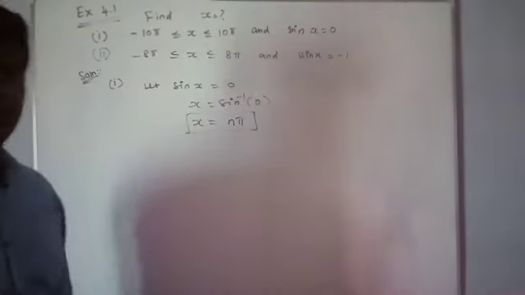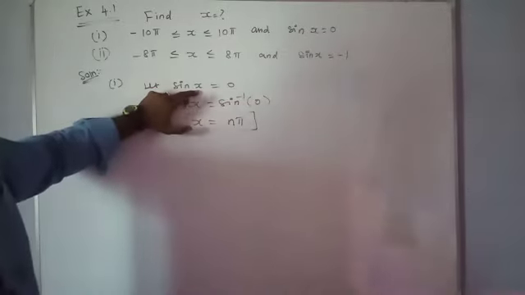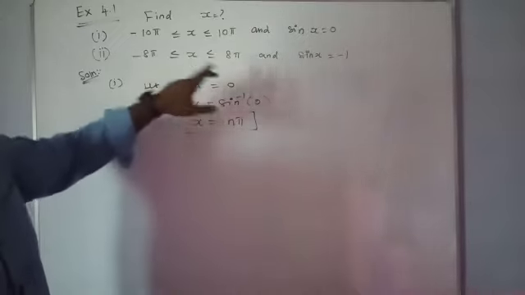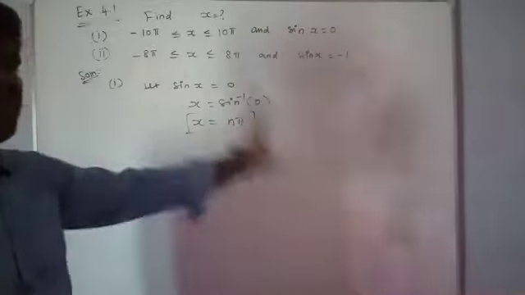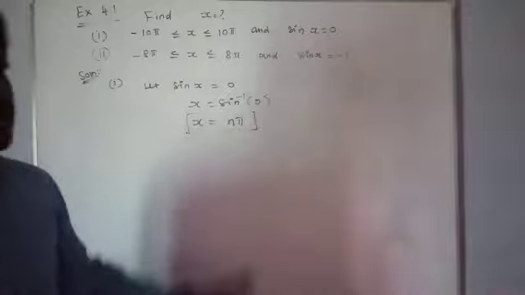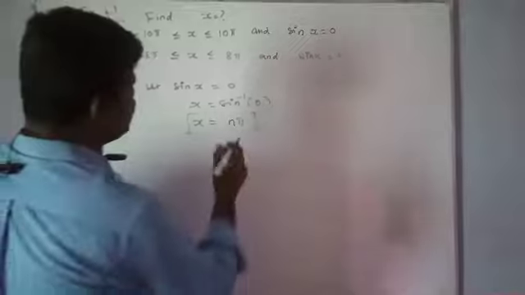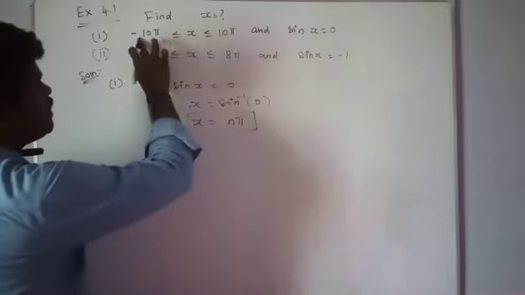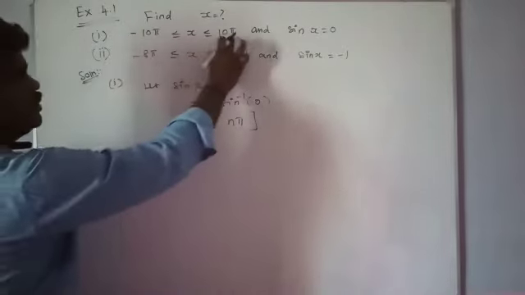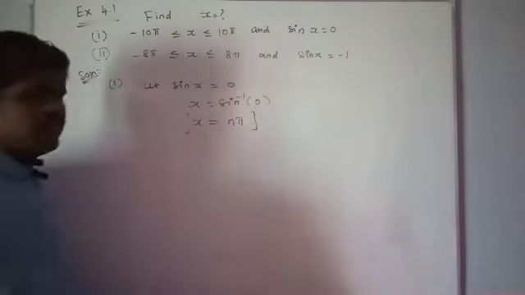You memorize this value. Sin 1 pi is 0, sin 0 is 0, sin 2 pi is 0, sin 3 pi is 0, sin 4 pi is 0, sin any pi value is 0. So sin n pi is equal to 0. This is a very important result. And we want the answer to lie between minus 10 pi to plus 10 pi. x is equal to n pi.